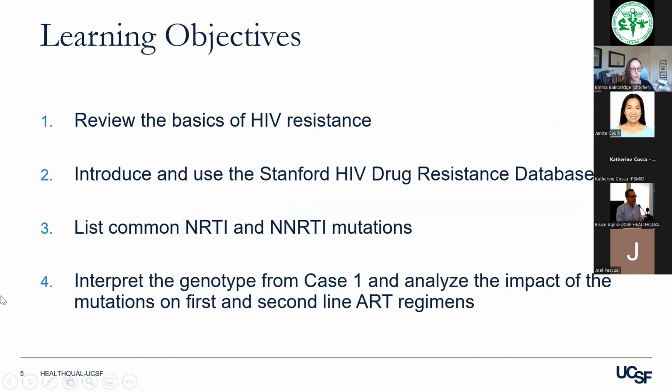All right, so just briefly going through some learning objectives, we are going to review the basics of HIV resistance and introduce and use the Stanford HIV drug resistance database. Then we'll list common NRTI and NNRTI mutations, and we'll interpret the genotype from our case and analyze the impact of the mutations on first and second line ART regimens that you all are using in the Philippines.